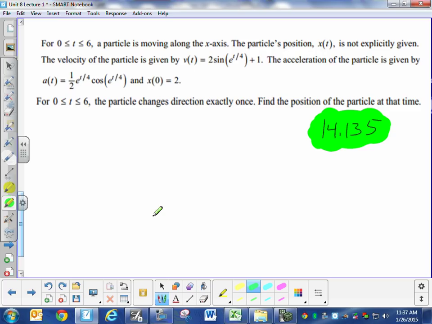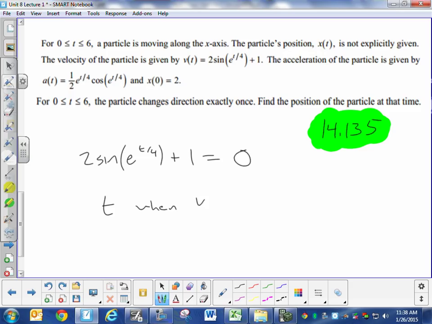So either I'm solving this equation by hand, or what am I doing to solve that equation? Mr. Beard. Graph it. Ah, that's step one. Figure out what t is when v of t changes sign. Graph the left, graph the right, see when they equal each other, and make sure they change sign.